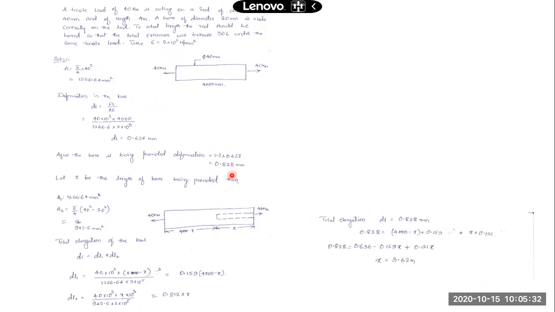So when I add these two and equate them to 0.828, my x value comes out as 3.62 meters. So this is the length for which this hole has to be drilled. I hope you have got this answer. If you have tried solving that, or if you have any difficulty in that part, please let me know. Is that fine?